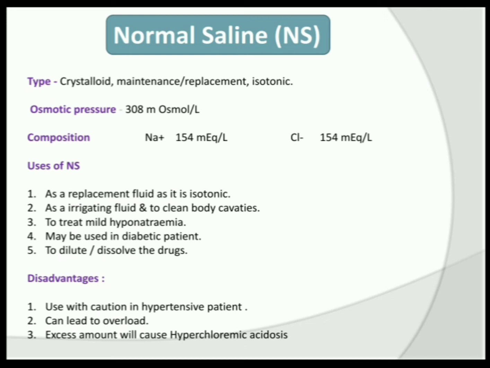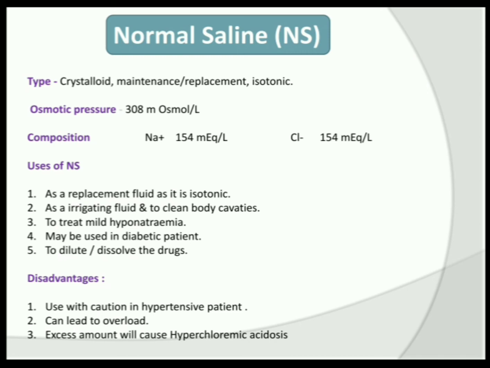What are the uses of normal saline? Normal saline is used as a replacement fluid as it is isotonic. It is also used as irrigating fluid and to clean body cavities. When a patient is mildly hyponatremic, we can use normal saline to restore sodium levels. We can use normal saline in diabetic patients. It is very commonly used to dilute or dissolve drugs.